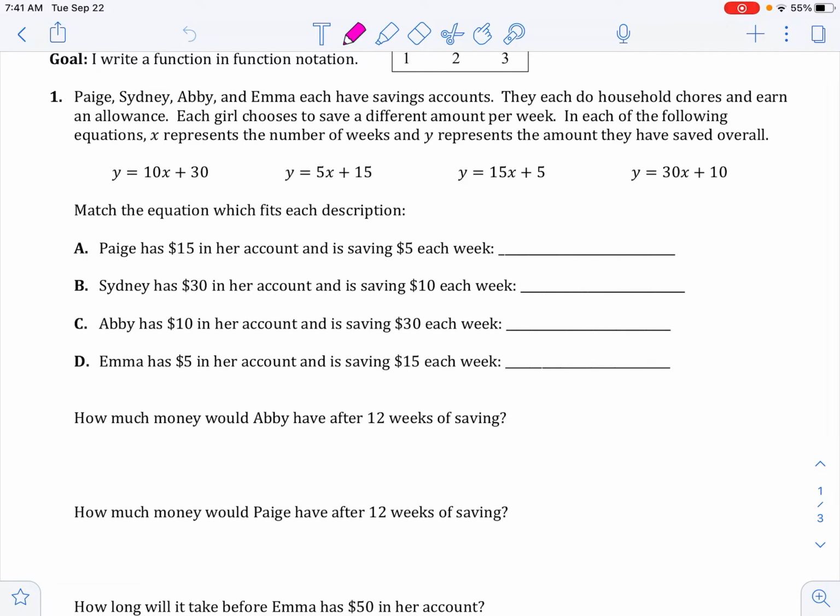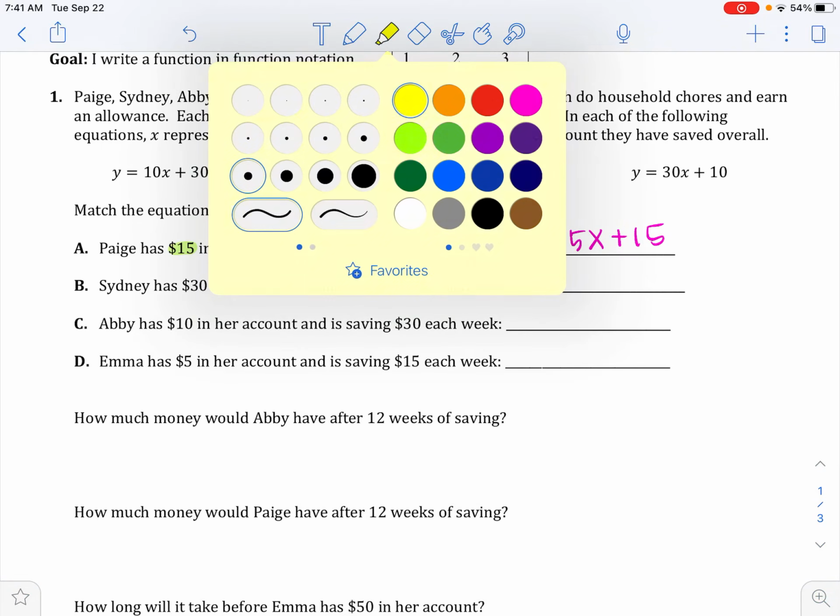All right, let's see how you did. The first one says Paige has $15 in her account and is saving $5 each week. So $15, $5 each week. That's the equation that will match Paige: y equals 5x plus 15. You could really attempt to write these on your own and then make sure your answer's up there somewhere.